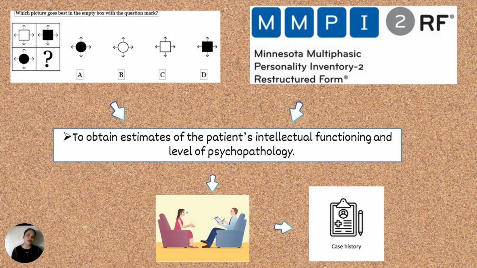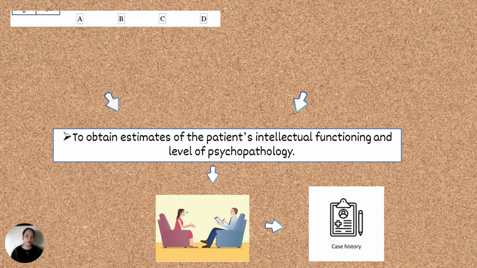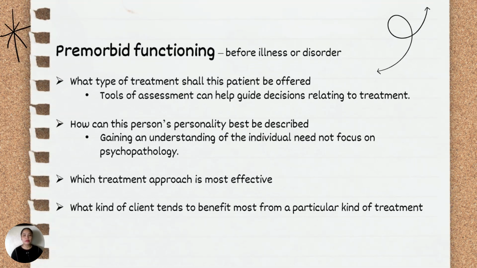The clinician may interview people who know the patient, such as family members, co-workers, and friends, and obtain records relevant to the case. Ideally, case history data will provide some way to estimate the patient's level of premorbid functioning, meaning before illness or disorder.